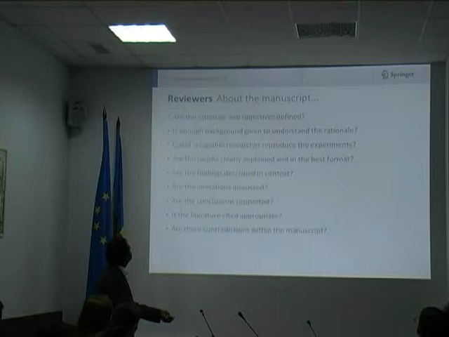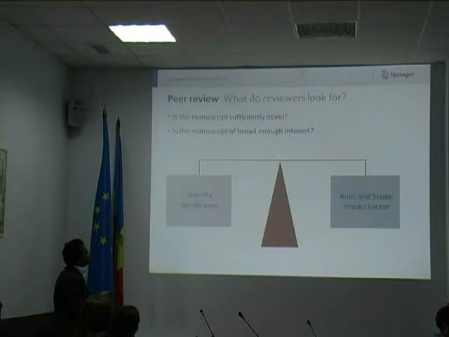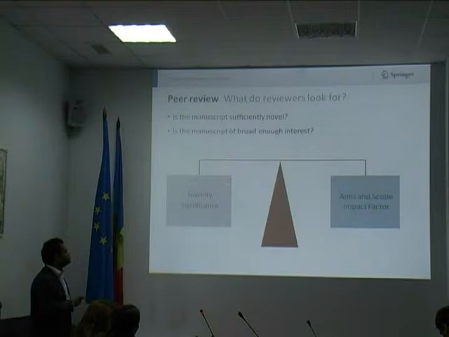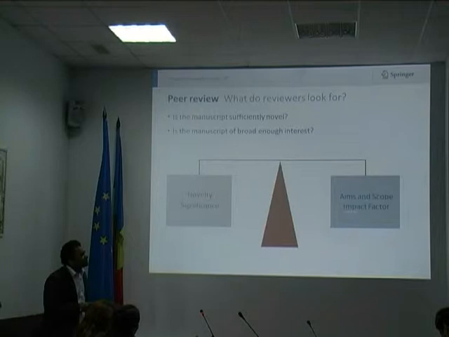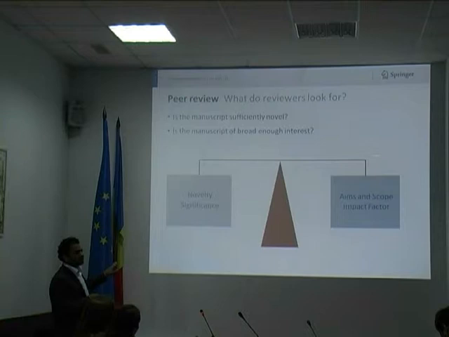There is a simple thing in the minds of every reviewer, even when you are a reviewer yourself, or a journal. You have to have a fine balance between the novelty and significance of research, how new is it and how important is it, and the aims and scope of the journal and the impact factor of the journal. That's a thing which comes by experience. Because sometimes if this is more and this is less, we are basically publishing not so new results in impact factor journals, which will actually kill the journal.